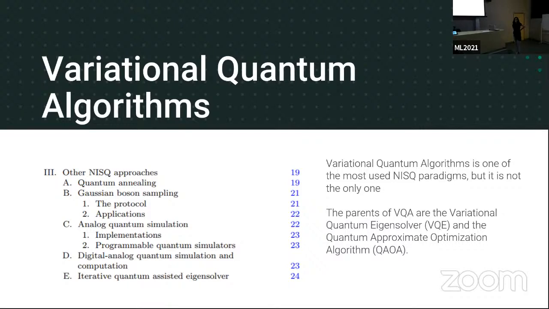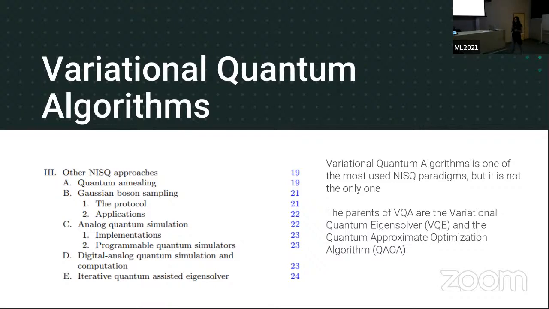So we start? Okay. So we were hearing about variational quantum algorithms, which are one of the main representatives, if not the main representative, of this NISQ era. The parents of variational quantum algorithms are the variational quantum eigensolver and the quantum approximate optimization algorithm, QAOA.